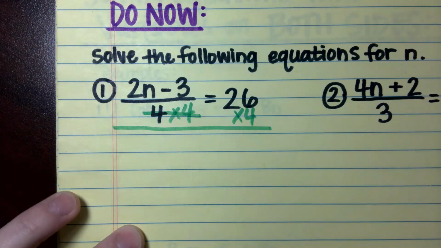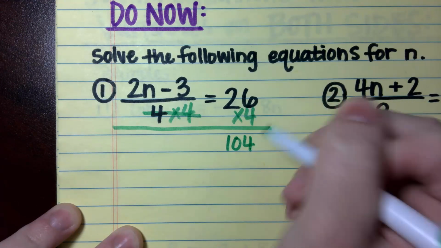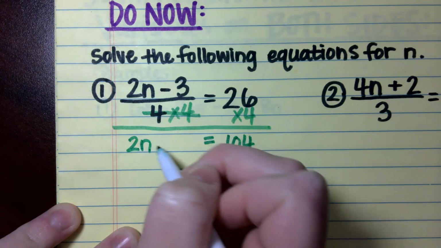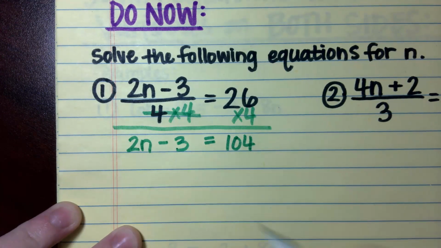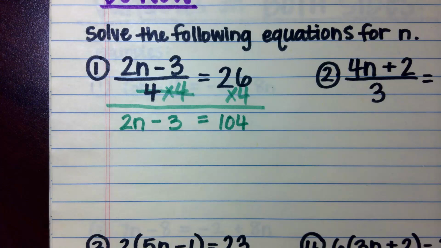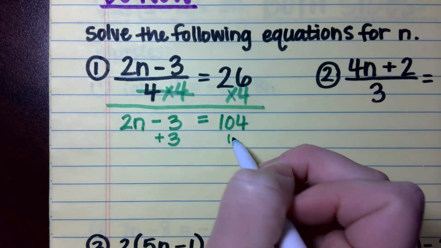Yeah, 26 times 4. What is that? 104. Did everybody get this far? Yes. Good. We'll bring down my 2n minus 3. Okay, now we've got a whole new equation to work with. What are we going to do here? Plus 3. Plus 3. Good. Both sides. Both sides.